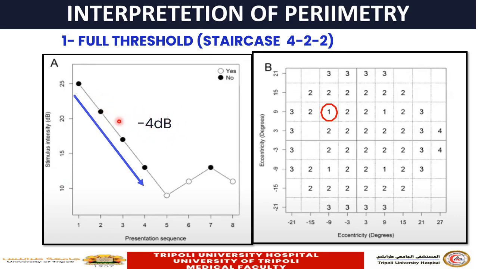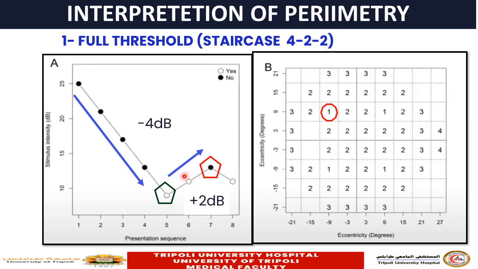So we will keep on decreasing by 4 decibel till the patient sees the first response. So here he is not seeing, here he is not seeing, here he is not seeing. Here the patient sees the response. So this is called a reversal of the response. Once there is a reversal of the response, we will now increase by 2 decibel, so that we decrease the intensity of the light to determine the dimmest stimulus that can be seen by the patient.